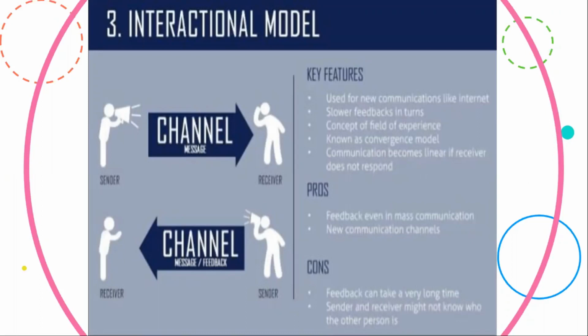Examples of new communication channels are social media platforms. For example, Messenger, video chat, Twitter, Facebook. What else? Instagram, WhatsApp, WeChat. Those are examples of new communication channels. And the cons of the interactional model: feedback can take a very long time, and sender and receiver might not know who the other person is.